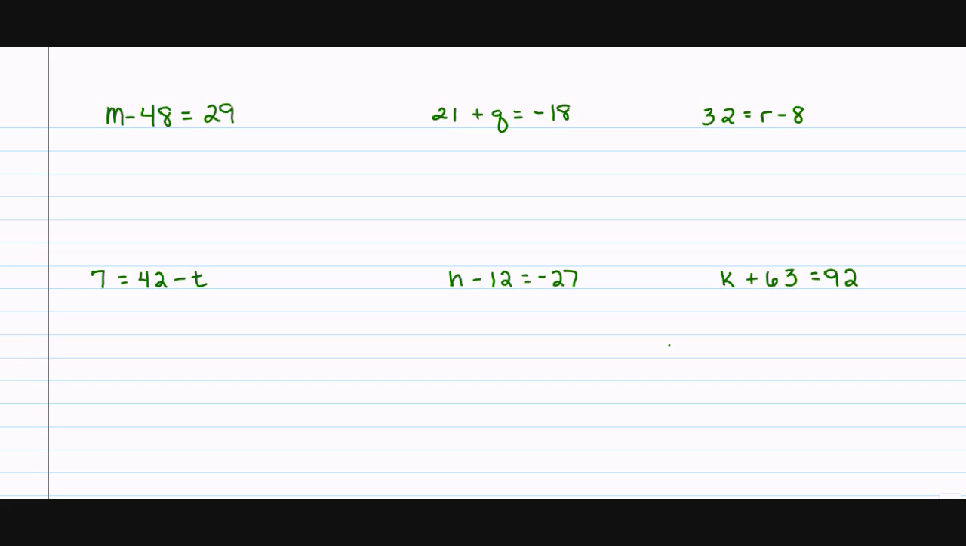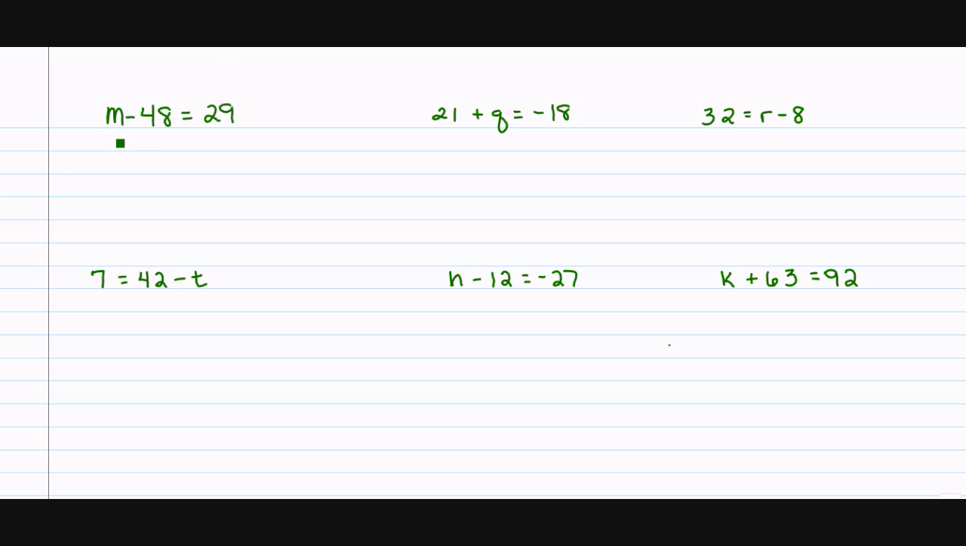Let's go ahead and see how we add and subtract on both sides so we can isolate the variable or get the variable all by itself. Now, whatever I do to one side, I have to do the other side according to the properties. So let's take a look at that right now.